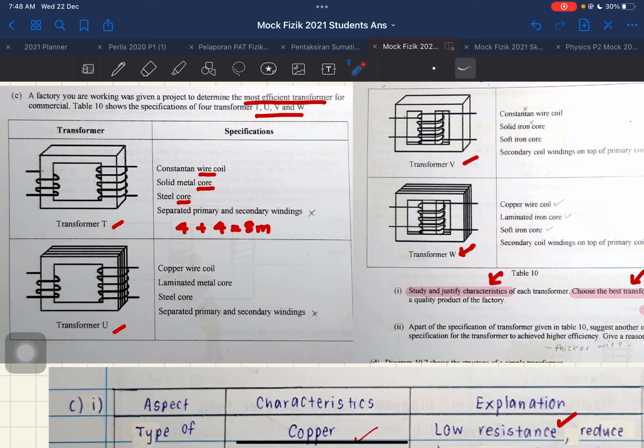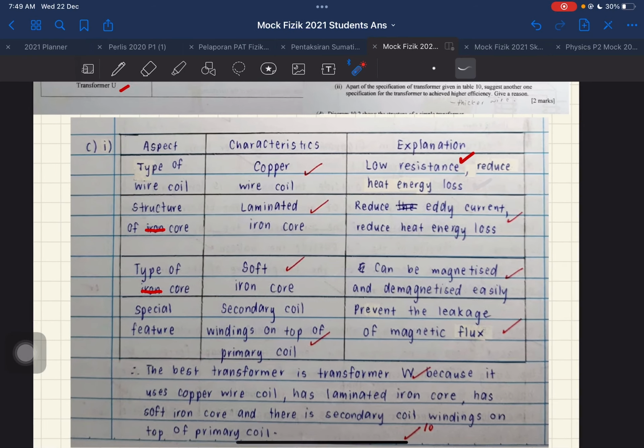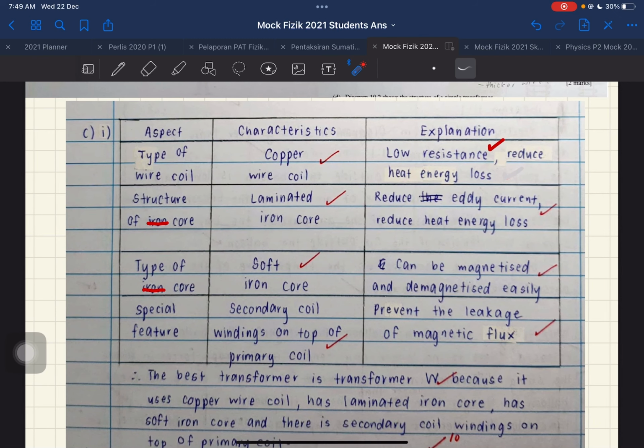And then the last characteristic is winding primary and secondary coil. So here is separate. Here is winding on top. Here also on top. You need to choose one. So look at this. That means 4 characteristics.